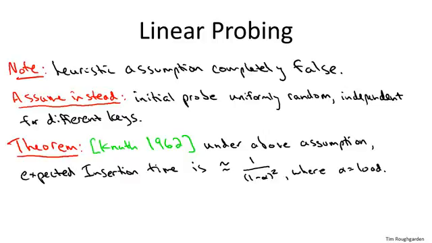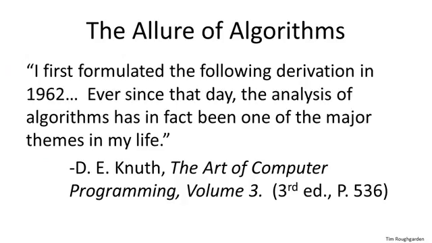So let me conclude the video with a quote from Knuth himself, where he talks about the rapture of proving this 1 over 1 minus alpha squared theorem and how it was life-changing. He says, "I first formulated the following derivation, meaning the proof of that last theorem, in 1962. Ever since that day, the analysis of algorithms has in fact been one of the major themes in my life."